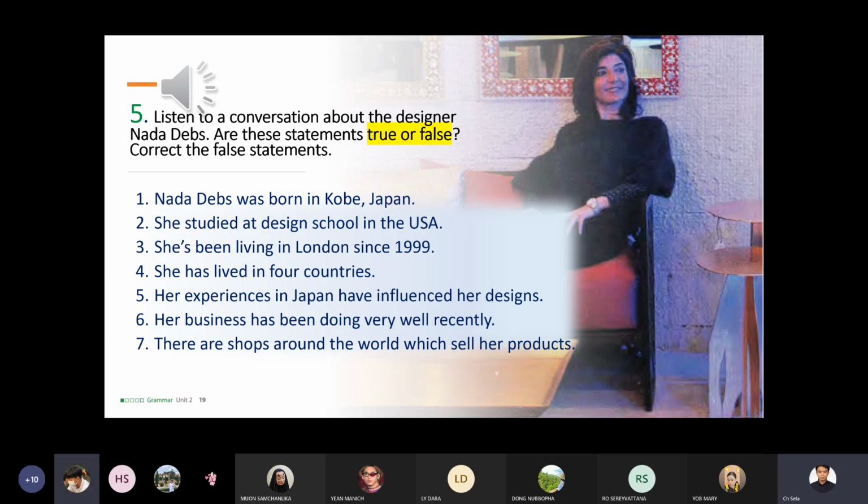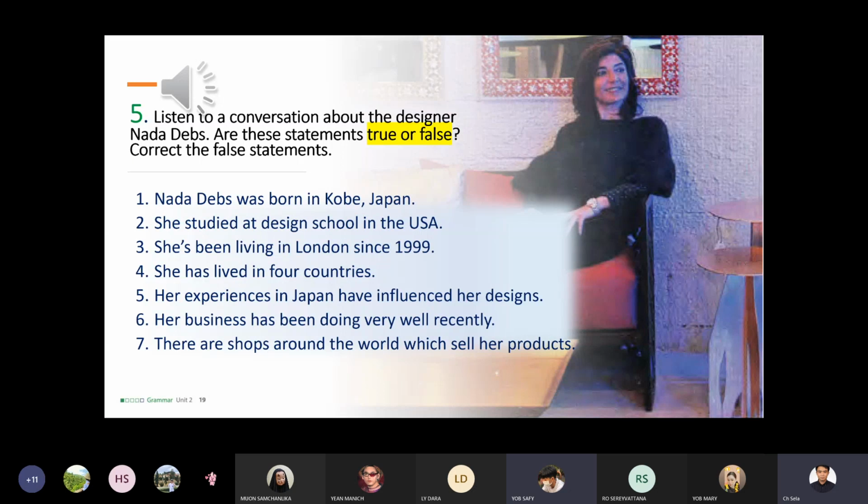Yes, sure. 1. Nada Debs was born in Kobe, Japan. 2. She studied at design school in the USA. 3. She has been living in London since 1999. 4. She has lived in 4 countries. 5. Her experience in Japan has influenced her designs.